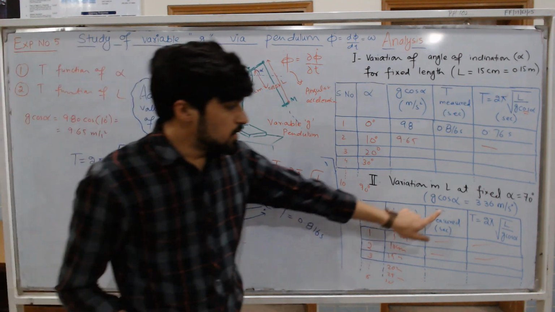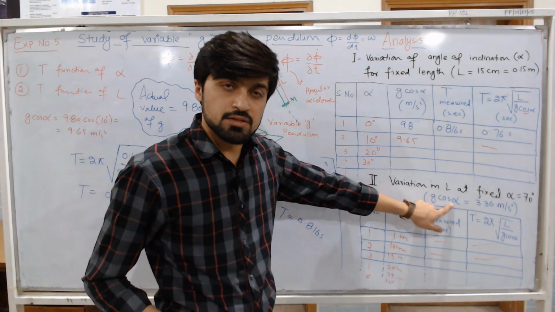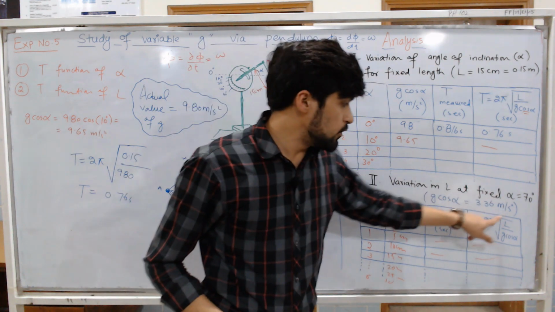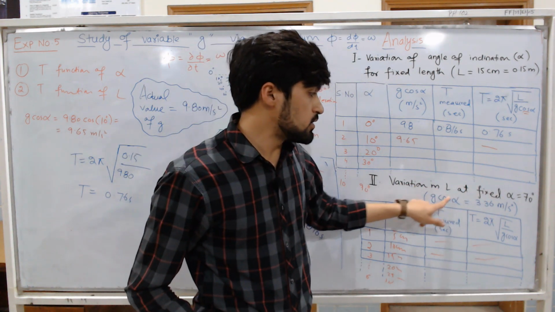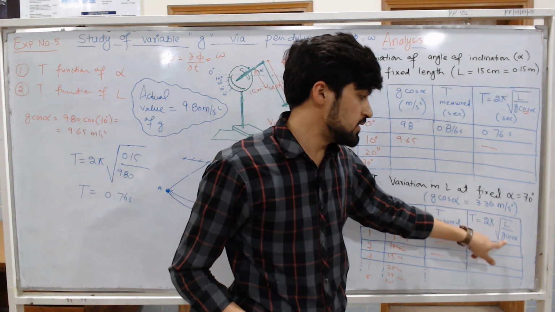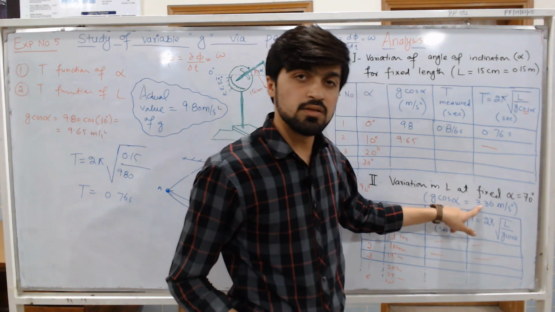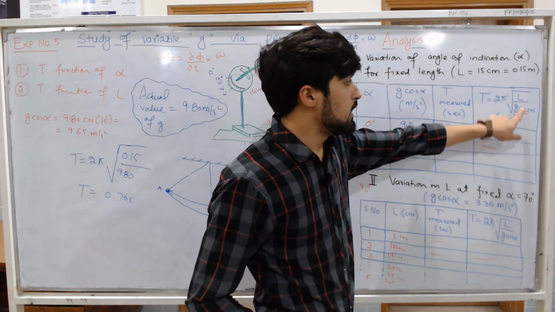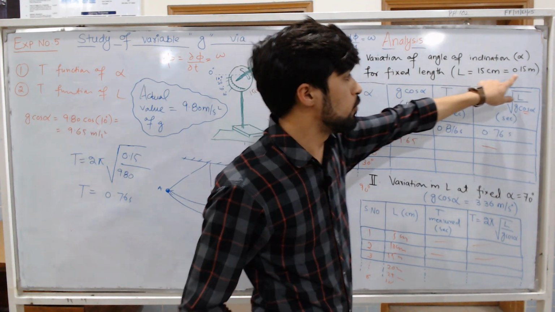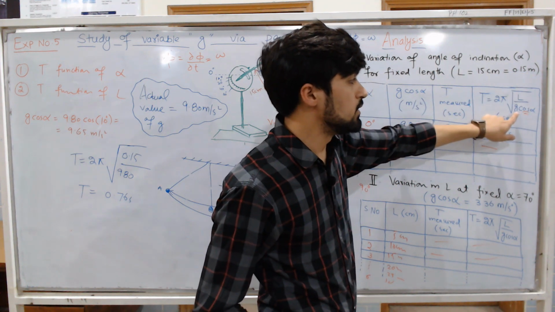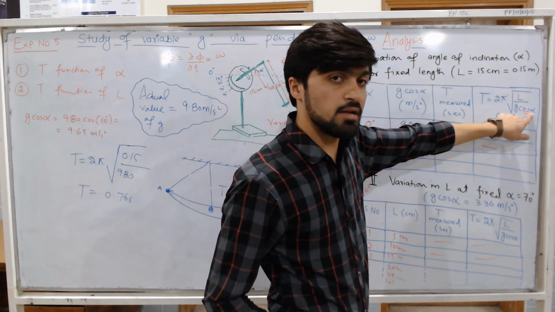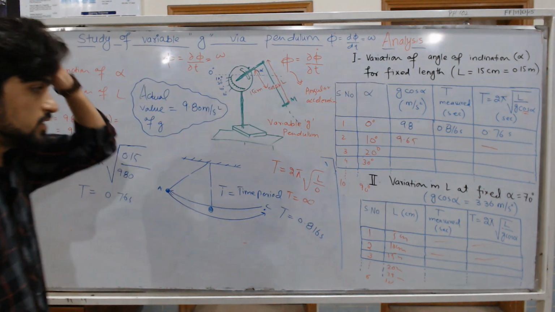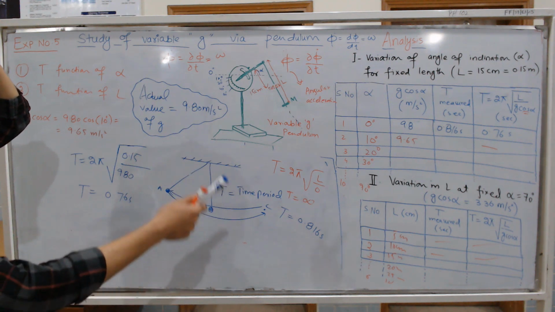Now you know that the value of alpha is fixed at 70 degrees, and g is 9.80. So I have already calculated g cos alpha to be 3.36 meter per second square. In this case, your g cos alpha is fixed at 3.36 meter per second square because alpha is fixed. In the earlier case, L was fixed at 0.15 meter, but this value was changing because alpha was changing. In this case, length is changing, but alpha is constant. So these are the two objectives of this experiment.